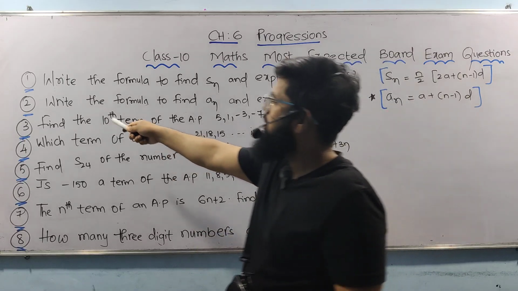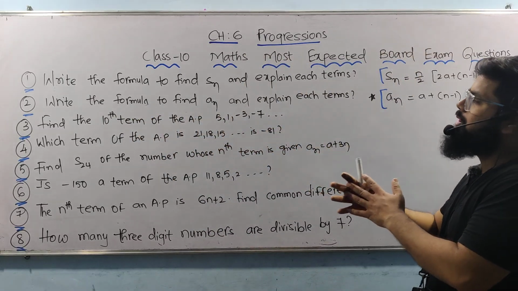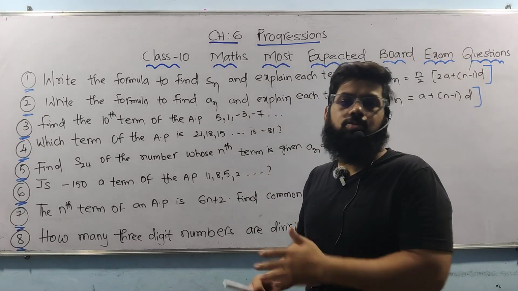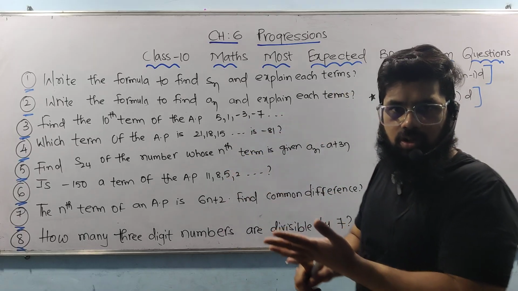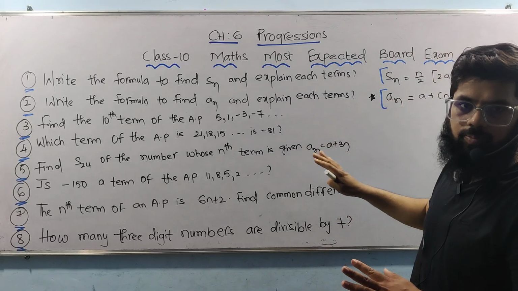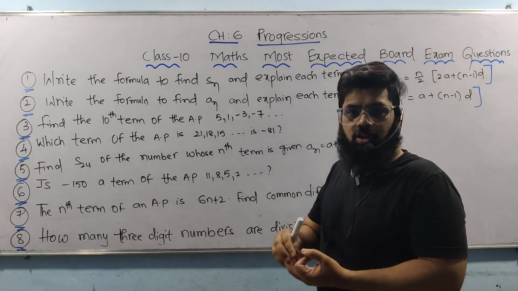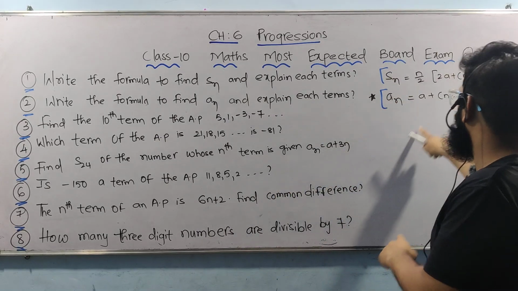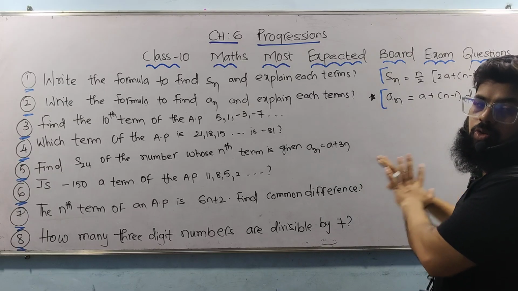Then coming to the next one: write the formula to find an and explain each term. Sometimes they will say an, sometimes last term, sometimes general term, or nth term. For these three names the formula is the same, so you will not be confused. an is equal to a plus (n minus 1) into d, and you need to write what is an, what is a, what is n, and what is d.